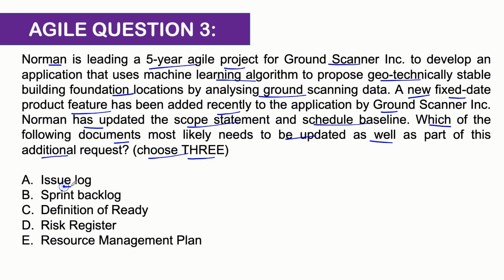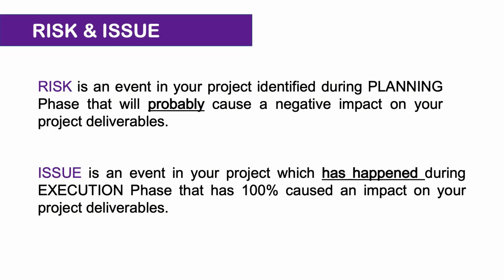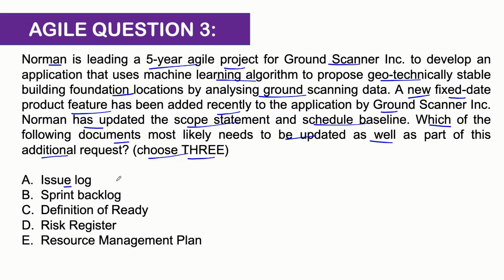Option 1, issue log. Now you can say that yes, this is an issue because this has happened in a project, but as per PMBOK terminologies, you need to understand the difference between an issue and a risk. When you preempt something which can affect your project, which has not occurred yet, that's a risk. Among those items, something that has already occurred in your project and has impacted your project is an issue.